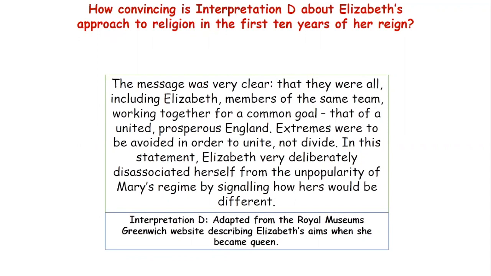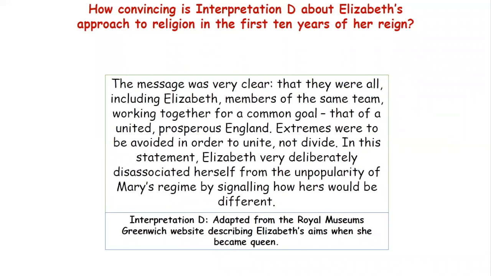Now, I must remind you that when you are looking at a convincing question, you must discuss the content rather than the provenance. The provenance is the part at the bottom that tells you who made the source, and it will often tell you when it was made. In this instance, interpretation D is adapted from the Royal Museums Greenwich website, which describes Elizabeth's aims when she became queen. I'm going to read out the content.